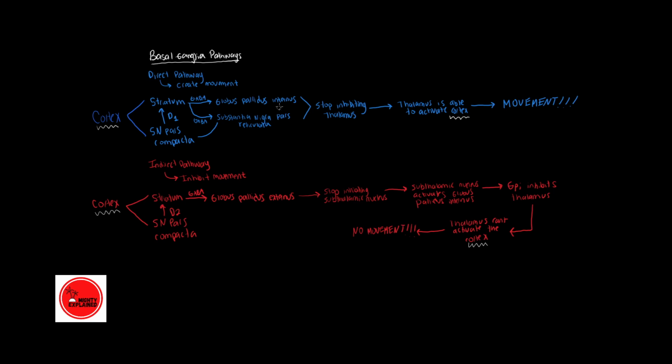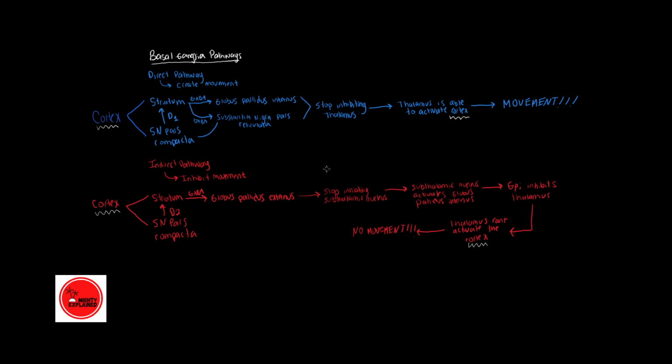So once these two are inhibited, the thalamus will no longer be inhibited because these two typically want to inhibit the thalamus when they're activated. So once the thalamus is no longer inhibited, then the thalamus is going to be active and able to activate the cortex. And ultimately, that's going to result in movement.